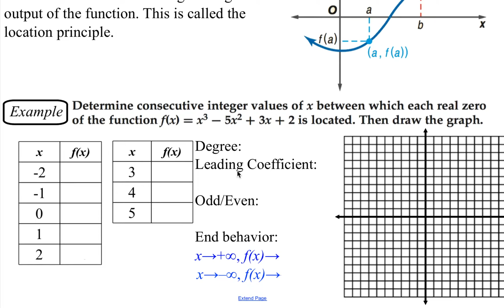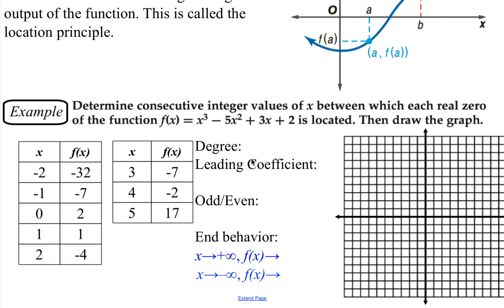In this example, it says determine the consecutive integer values of x between which each real zero of the function is located, and then draw the graph. So first of all, we need to calculate what these x values are going to be. So if we plug in -2, we'll get out -32. -1 gives us -7. You're just plugging those in and calculating those. Again, you're probably going to use your calculator's table function to fill those in. And this time I went by integer values of 1.